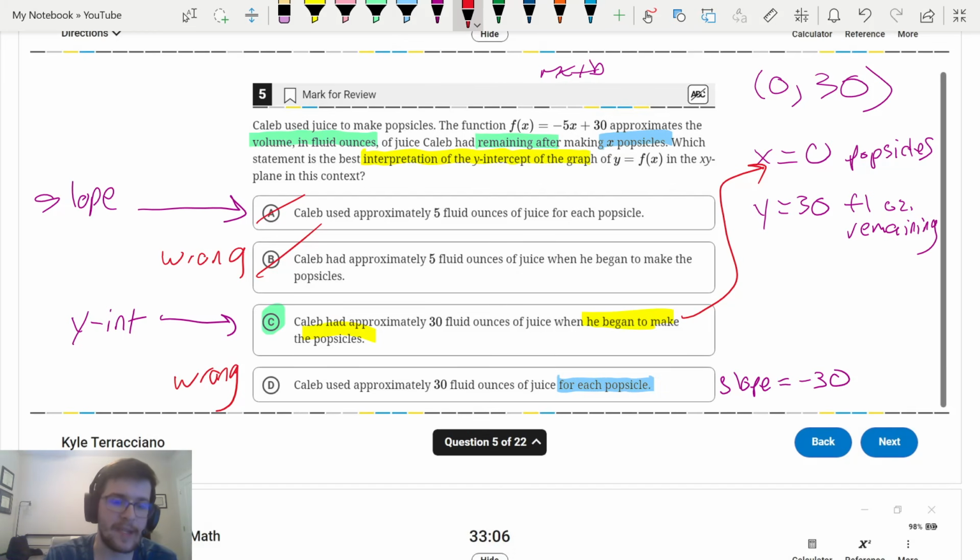Okay. So if you read A and you were like, oh, that sounds right, that's because it is right. But again, remember, it's not what they're asking you. So A is correct. It's just not what they're asking you about. They're asking you about the y-intercept, not the slope. Okay, so the answer is C. Good. So D and B are both wrong. They mixed up the slope and the y-intercept.